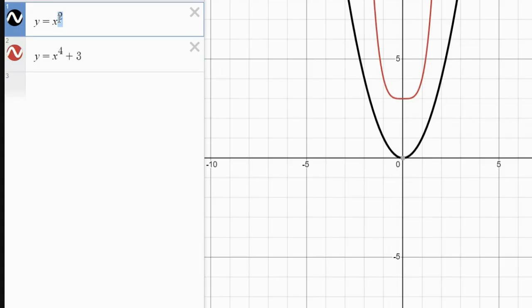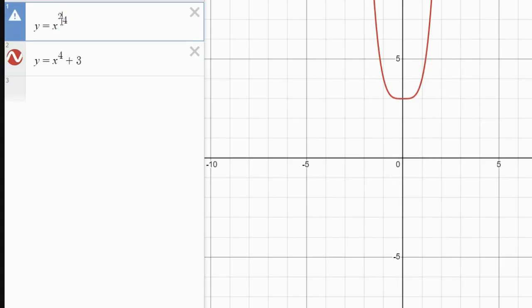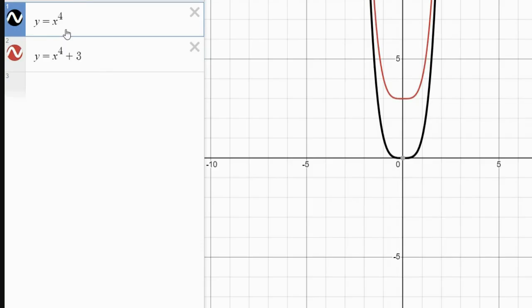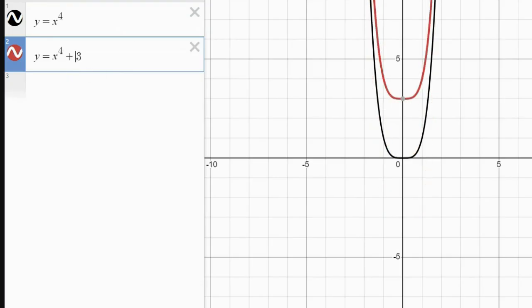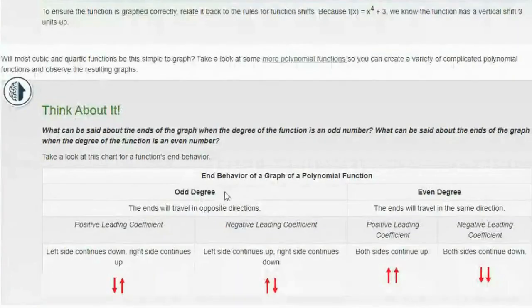Here, I'll compare it to here. Oh, what's it doing now? There you go. There's the x to the fourth. Here's the x to the fourth plus 3. Just shifts it up. If it's a minus 3, it goes down, right? We know that plus and minus just takes it up and down. All right. Will most cubic and quartic functions be this simple? Sure. Let's look at some more polynomial functions.